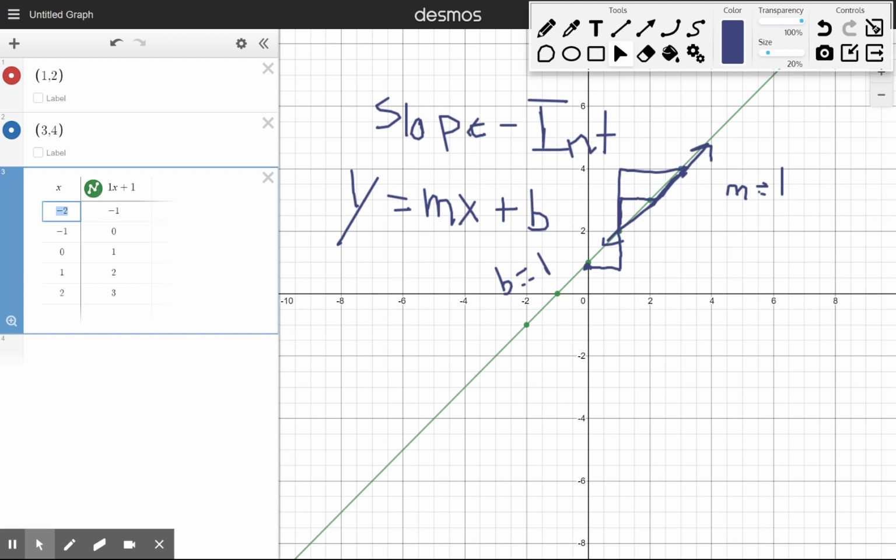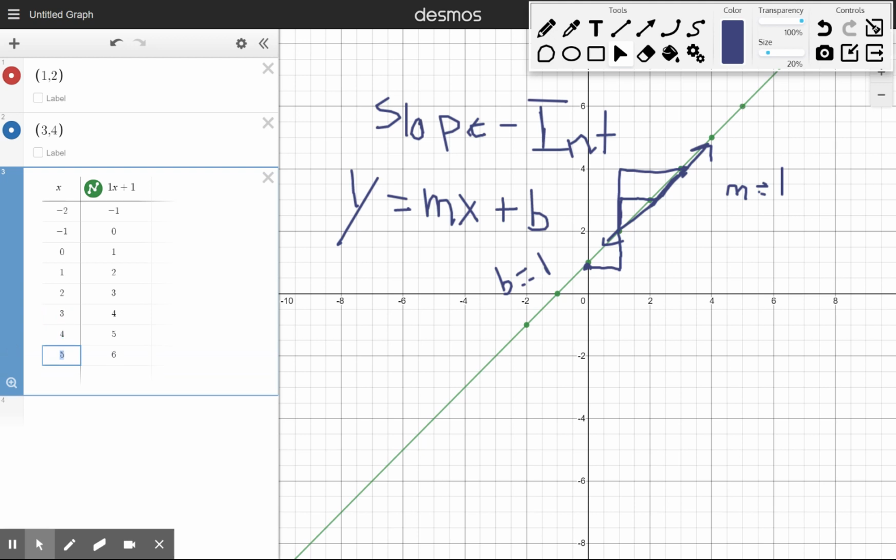So you can see that the line passes through (-2, -1). It passes through (-1, 0). Passes through (0, 1), which is the y-intercept. It goes through (1, 2). It goes through (2, 3). You can hit enter, and it'll give you more points.